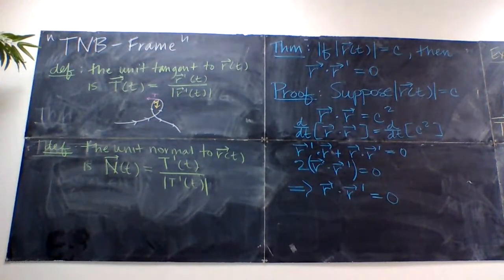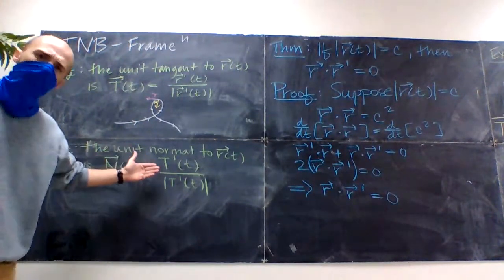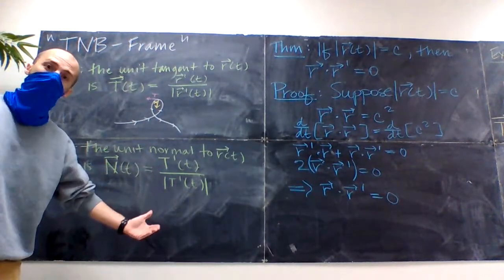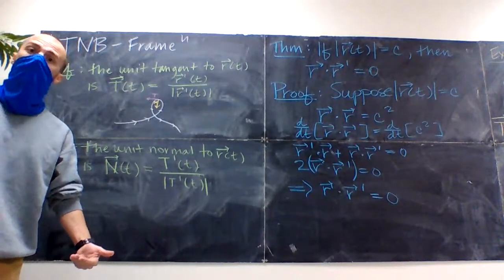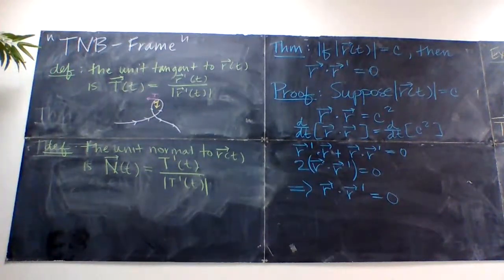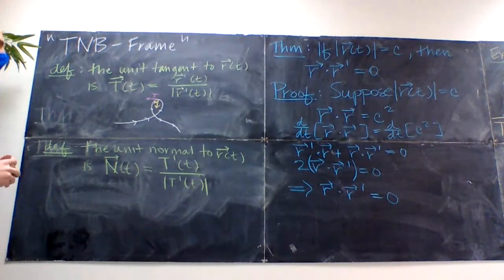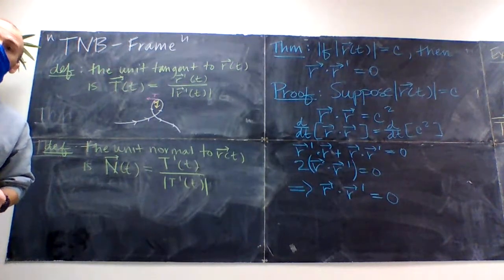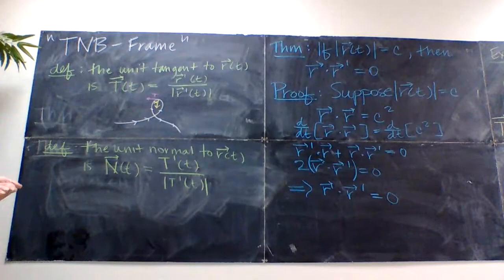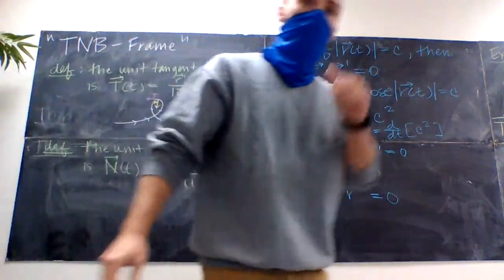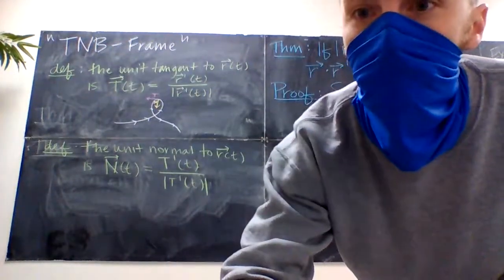Okay, so in order to get the unit normal, we're going to do pretty much the same thing. We're going to take the derivative of the tangent vector and divide it by its own length to make it a unit vector, and that will be a normal vector because of that theorem I showed you over there. Okay, so now I'm going to jump over to the example and find the unit normal for that helix at the point where t was pi over 4.